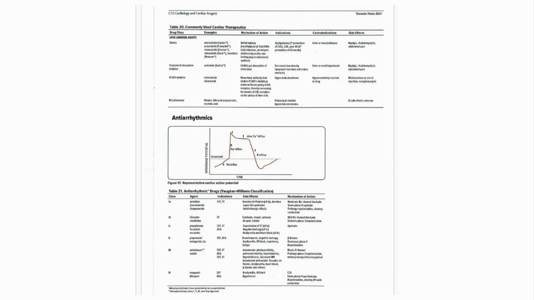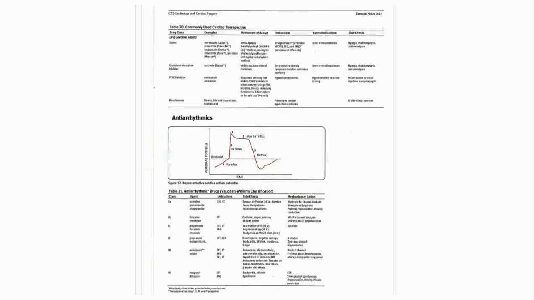Class 3, potassium channel blockers. Most important drugs are amiodarone and sotalol. Indications include supraventricular tachycardia, ventricular tachycardia, and atrial fibrillation. Mechanism: block potassium channels, prolong phase 3 repolarization, and increase refractory period.